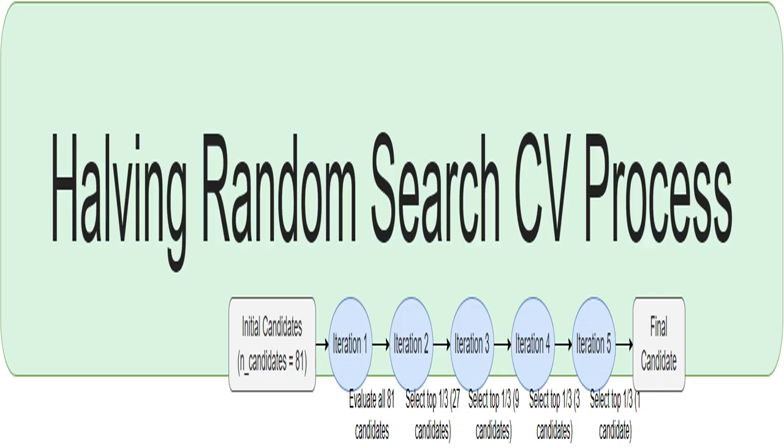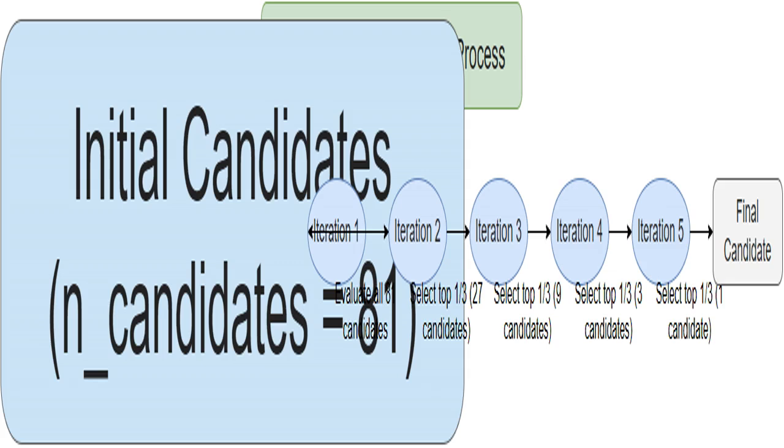I'm looking at the HalvingRandomSearchCV process. It's a method for tuning hyperparameters, which are settings that control a machine learning model's behavior. It's like systematically trying different settings to find the best combination. We start with 81 different sets of hyperparameters. Think of it like having 81 recipes for our machine learning model.